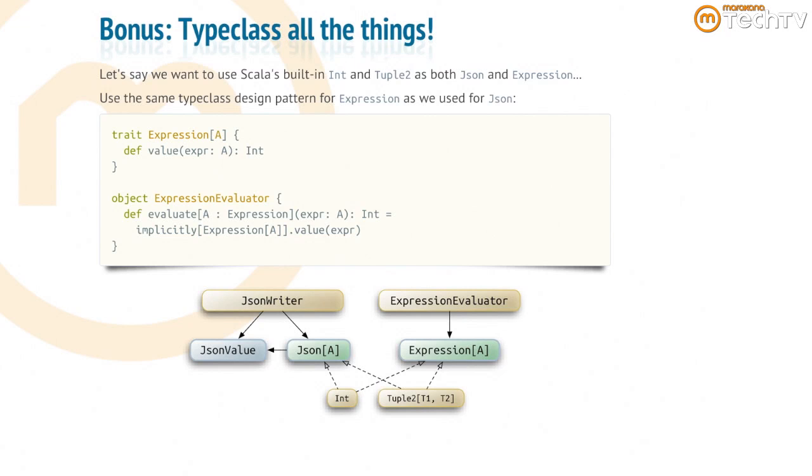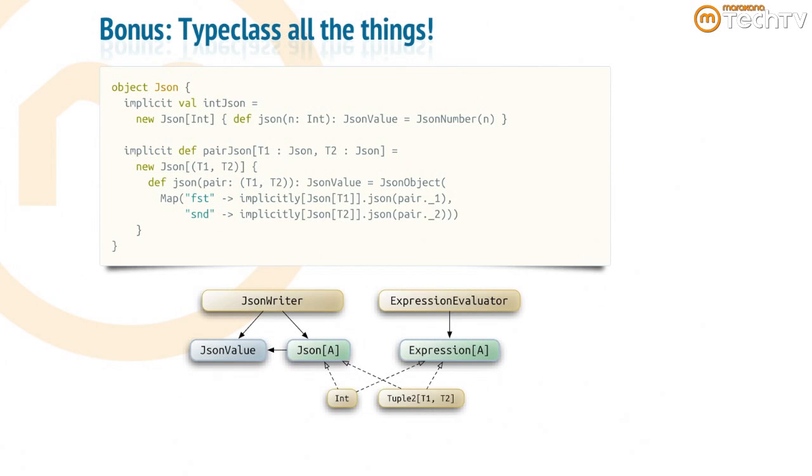Okay, so let's look at how we declare type class instances for these two type classes for int and tuple2. So let's start out with JSON. In the companion object for our JSON type class, just for convenience's sake, I'm going to declare these two implicits. One is going to be the type class instance, the assertion, if you will, that int is a member of the JSON type class, and the assertion that pair is a member of the JSON type class. These are our type class instances.